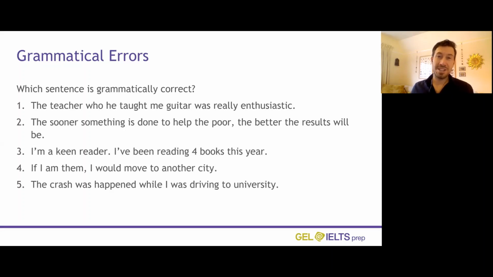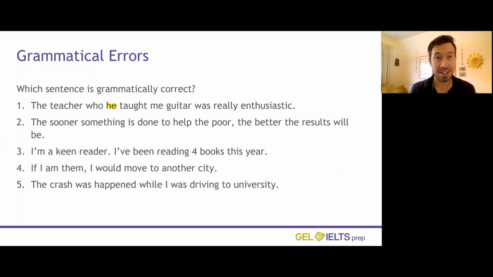Okay, well, let's go through them one by one to see. It says the teacher who he taught me guitar was really enthusiastic. This is not correct. It's got this who, he. Now, who is a subject, and so we don't need another subject. So 2 subjects together don't make sense. So we need to delete he. So the teacher who taught me guitar was really enthusiastic.